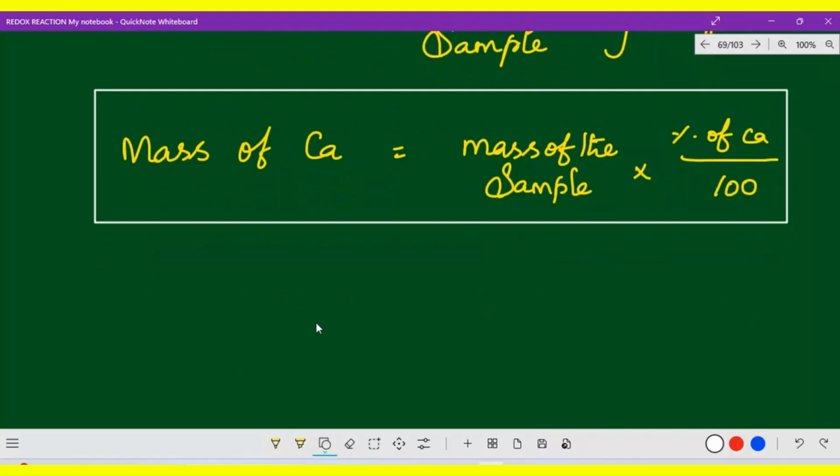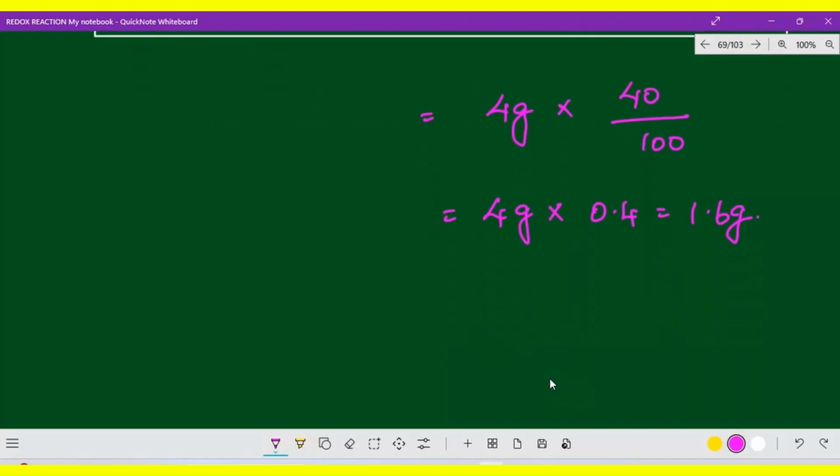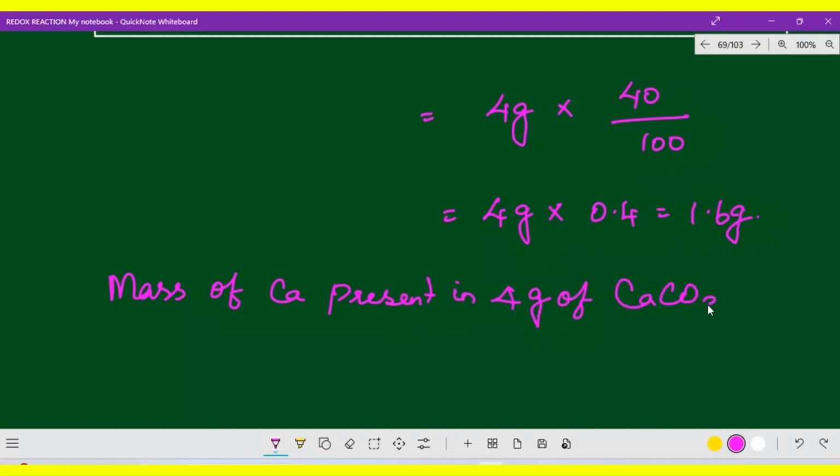So the total mass of the calcium: the mass of the sample is 4 gram, and the percentage of calcium present in that compound is 40 divided by 100. When you calculate it, you will be getting 4 gram into 0.4, which is 1.6 gram. So 1.6 gram of calcium is present in the sample they have provided, that is, the mass of calcium in 4 grams of calcium carbonate.